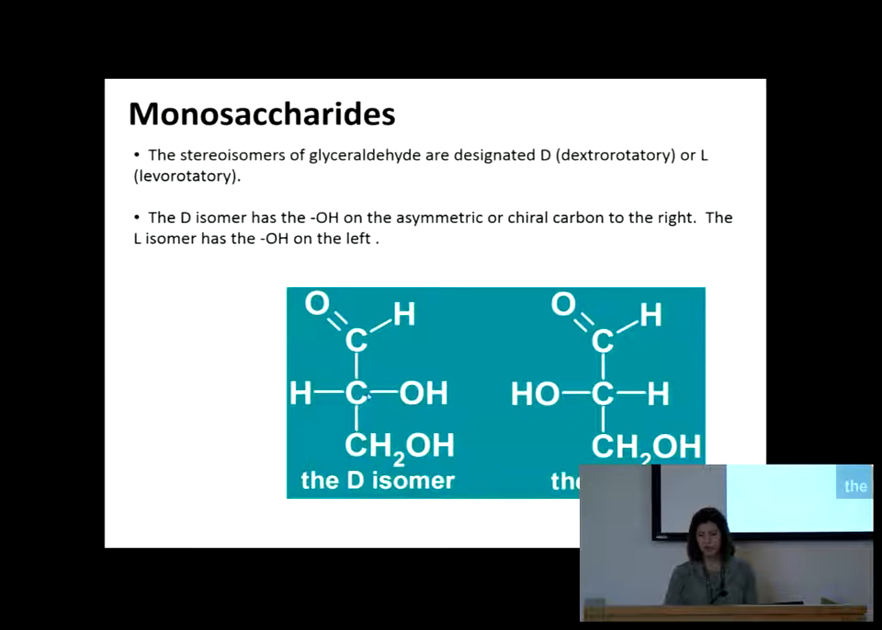We call this carbon, sometimes people call it an asymmetric carbon, the chiral carbon. All right. Now, how do you know which one is the D and which one is the L? What you have to do is put the carbonyl on the top, and if the OH is on the right, then it's the D. And if the OH is on the left, it's the L.